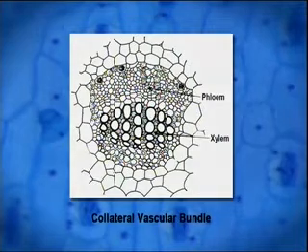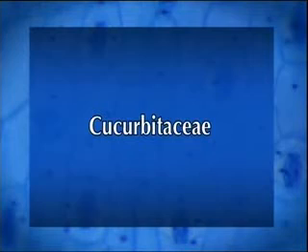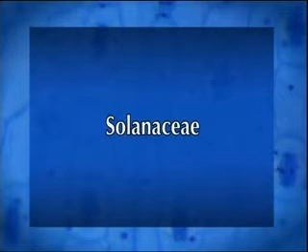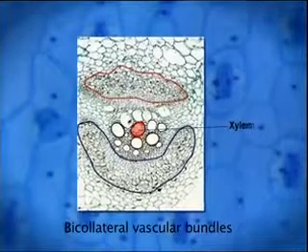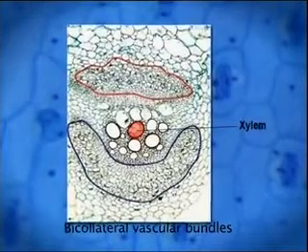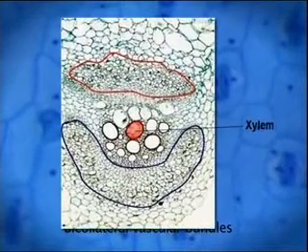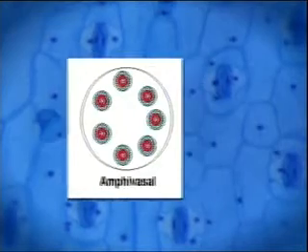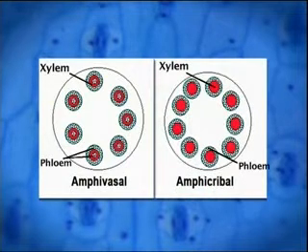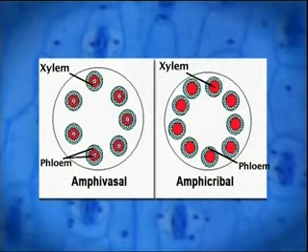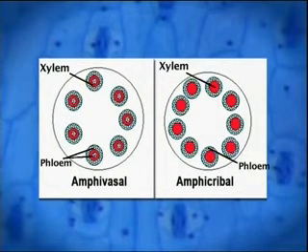bundle. In some families such as Cucurbitaceae and Solanaceae, xylem is placed parallel with external phloem and internal phloem. A pattern is called bicollateral vascular bundles. Several less common vascular tissue organizations like amphivasal and amphicribal vascular bundles were also evolved in vascular plants.